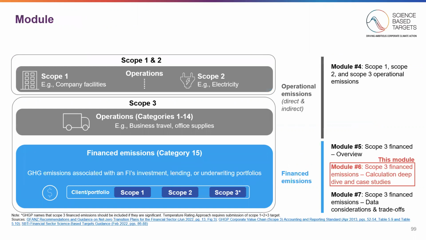As a reminder, emissions are classified into direct, Scope 1, and indirect, Scope 2 and 3 emissions. Scope 3 can be further divided into those originating from companies' operations, categories 1 through 14, and those originating from finance emissions, category 15. In modules 4 through 7, we explore how to set targets for each of these categories of emissions. Because Scope 3 finance emissions are so much larger for financial institutions, we spend more time on how to calculate Scope 3 finance emissions. This module provides a deep dive on calculating baselines and targets for Scope 3 finance emissions.